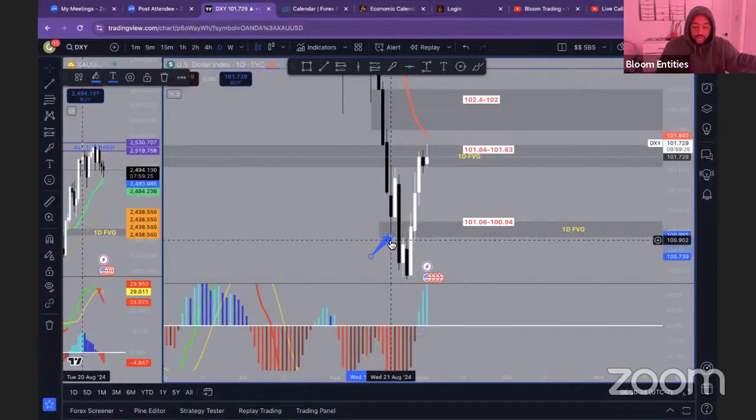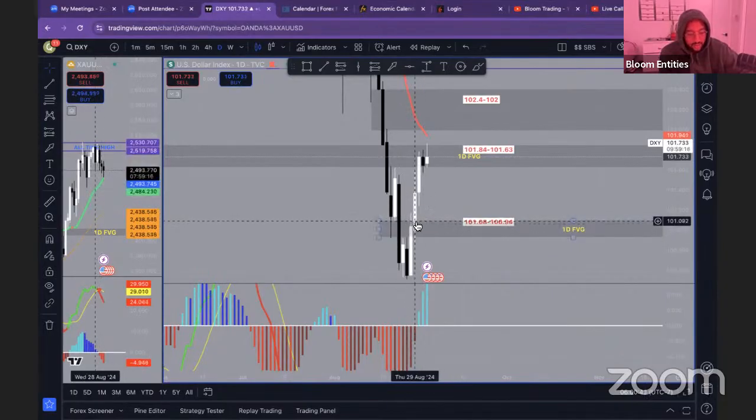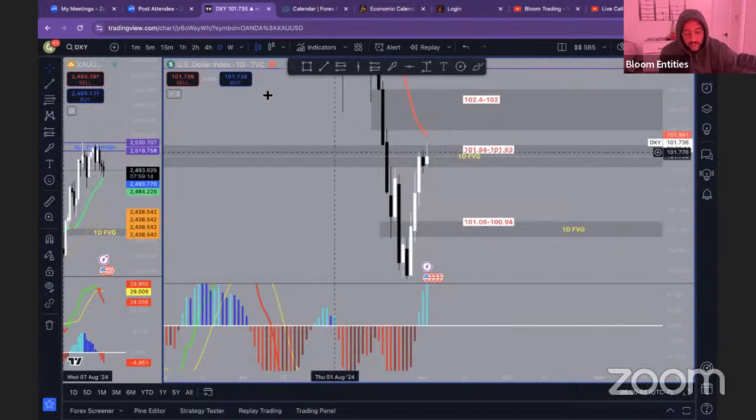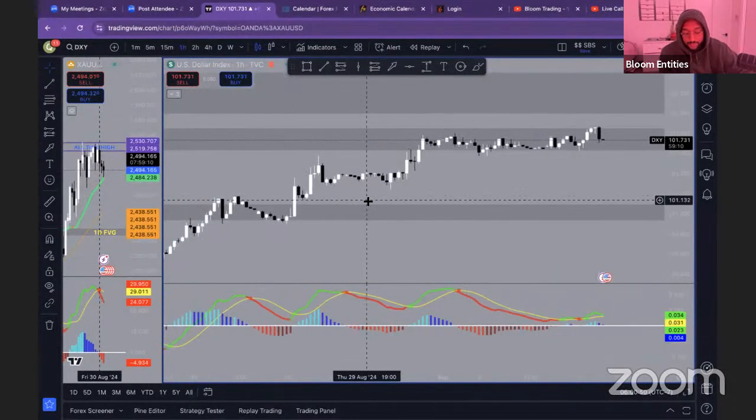And what I'm going to do, I'm going to move down the time frame. So I'm on my daily time frame. I'm going to move down the time frame just so we can see how this gap in inefficiency was filled. I think this might be insightful for us.